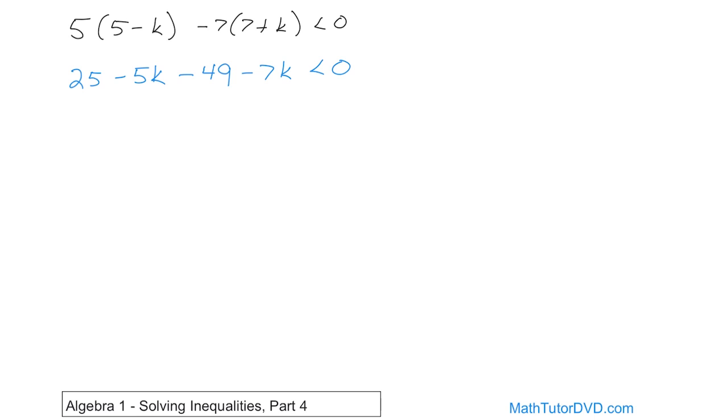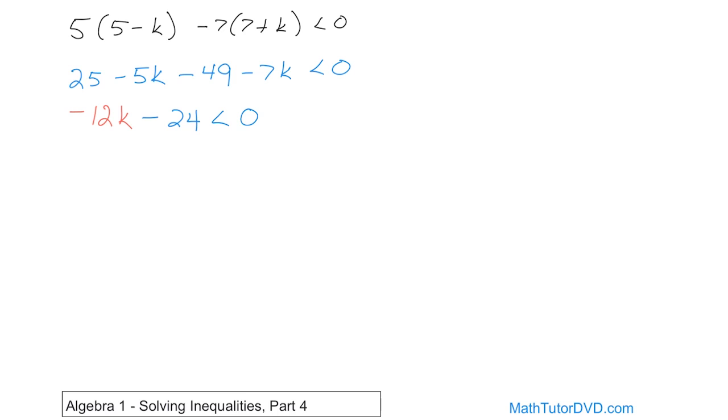Now, the nice thing is everything's on one side, so we can combine like terms. We have a negative 5k, we have a negative 7k, so we can add those together since they're like terms. I'll change colors. It'll be negative 12k. And now we have the 25 and the negative 49. Those are, of course, like terms. So we can add those together, and that's going to be a negative 24. So all we did was add these together and add these together, and then the inequality part with the 0 stays the same.